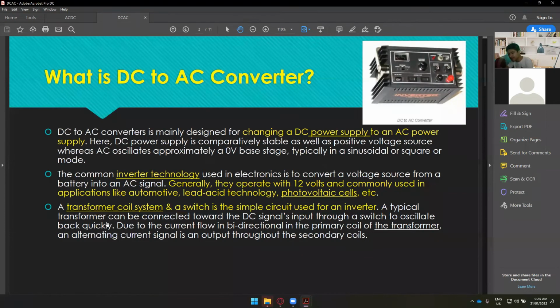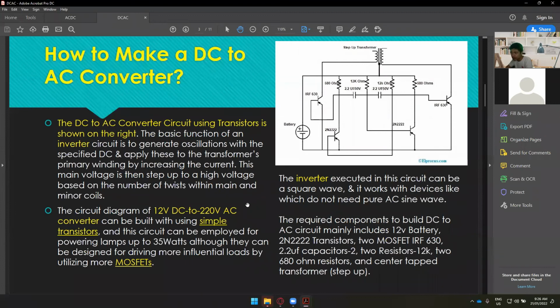A typical transformer can be connected to the DC signal input through a switch to oscillate back and forth quickly. Due to the current flowing bidirectionally in the primary coil of the transformer, an alternating current signal is output through the secondary coil. I guess this one is quite ambiguous for now, but let's move on for you to understand what's really happening in converting DC to AC.